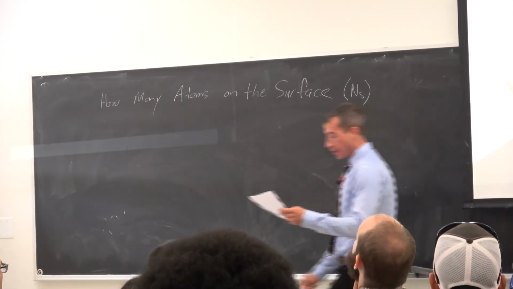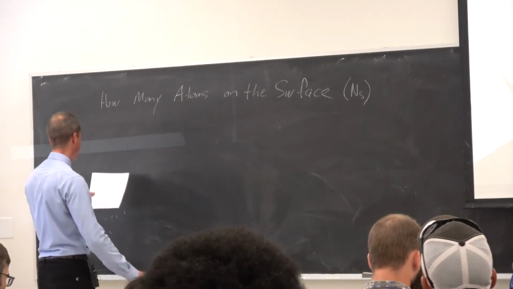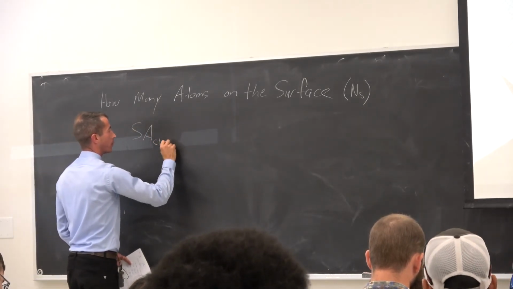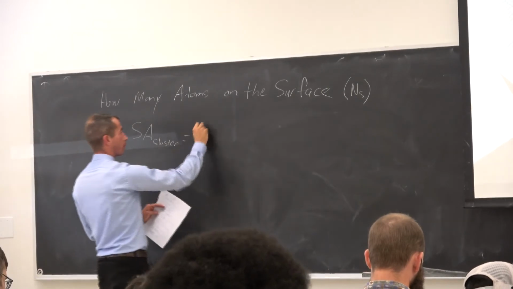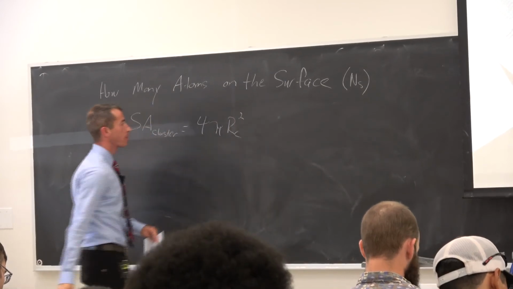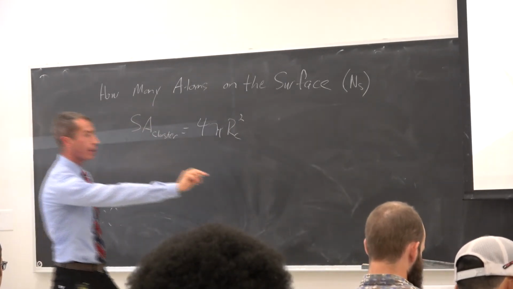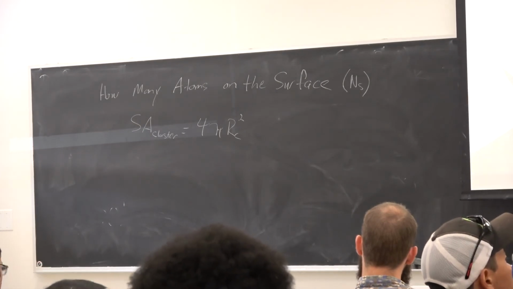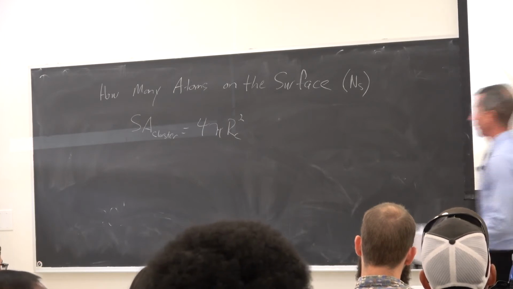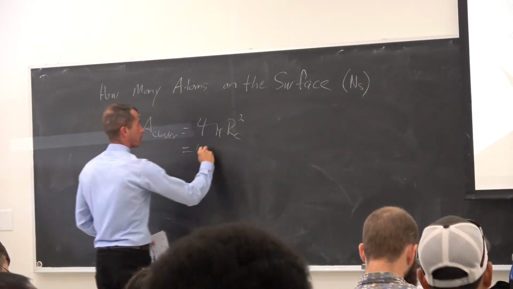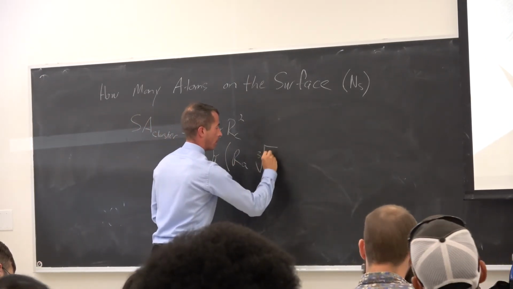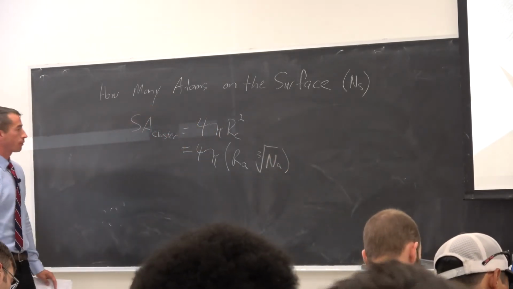We're running out of time. Okay, so how many atoms are on the cluster? First we have to do the surface area of the cluster, which is 4 pi radius of the cluster squared, right? So we know from over there this expression of radius of cluster, that the surface area of the cluster is 4 pi r squared.